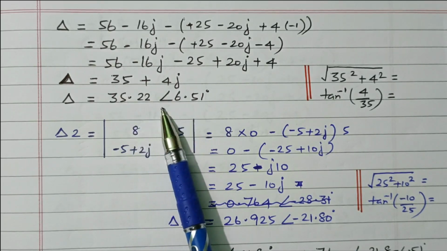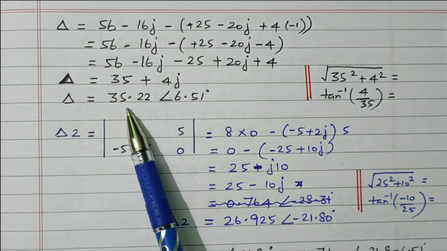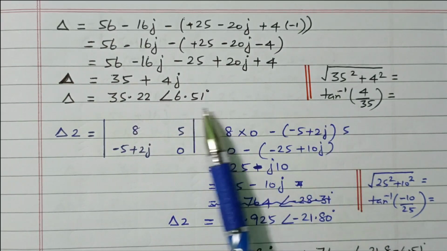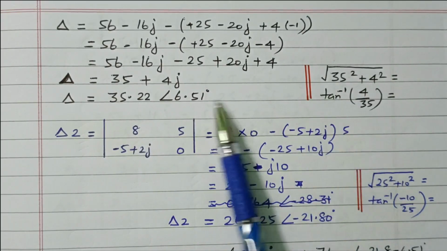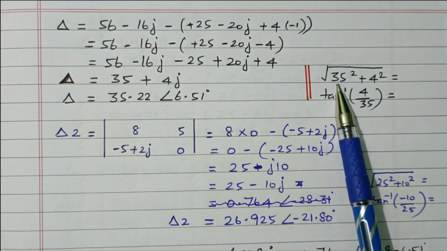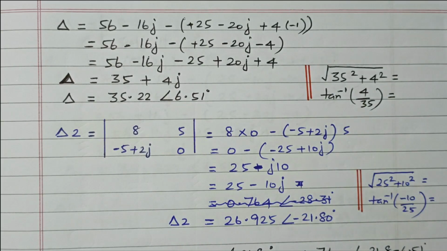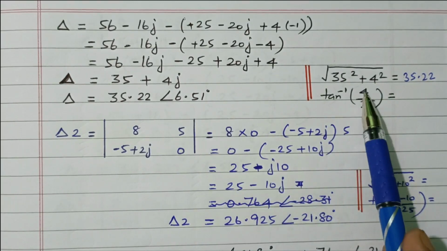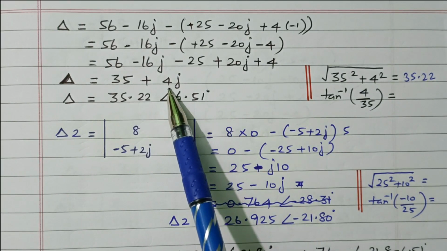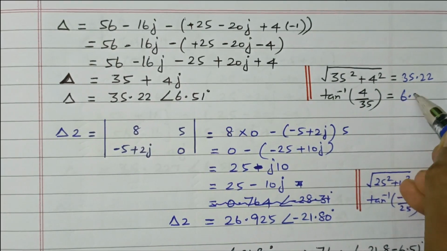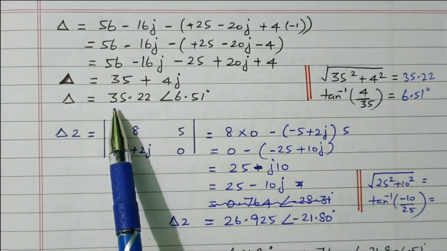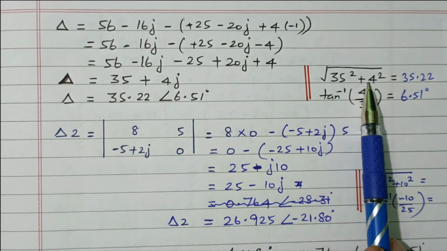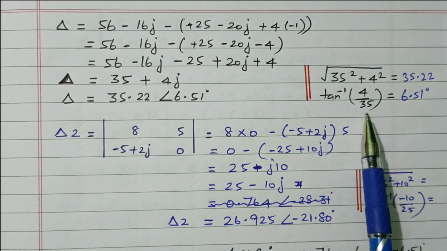How to convert this rectangular to polar? It is available in a calculator. In the calculator directly you can convert from rectangular form to polar form. Manually how to convert? This magnitude is nothing but square root of these two values, real and imaginary term. Square root of 35 square plus 4 square. So that is nothing but this 35.22 value. Similarly, the angle, how to convert? Tan inverse B by A, that is imaginary term by the real term. Tan inverse 4 divided by 35. So that is nothing but 6.51 degree. So rectangular to polar directly you can convert from calculator or manually, this is the formula. Square root of square of the values and angle tan inverse B by A, 4 by 35.